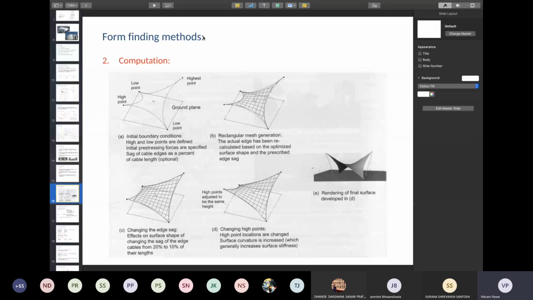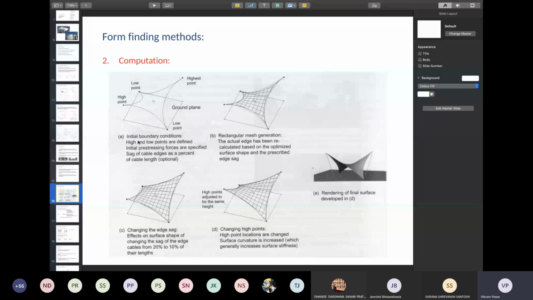Okay. Now, computational forms: you have again the same thing that you have done in physical, you do it in computational also. If you use Rhino or ArchiCAD or these tools, you will be able to do this. In Rhino, you will be able to do this very easily. You have initial boundary conditions. I think in SketchUp also you are able to do this. I'm not very sure, but I think you are able to do this in SketchUp as well. So any of the 3D modeling software, you should be able to do these basic forms.